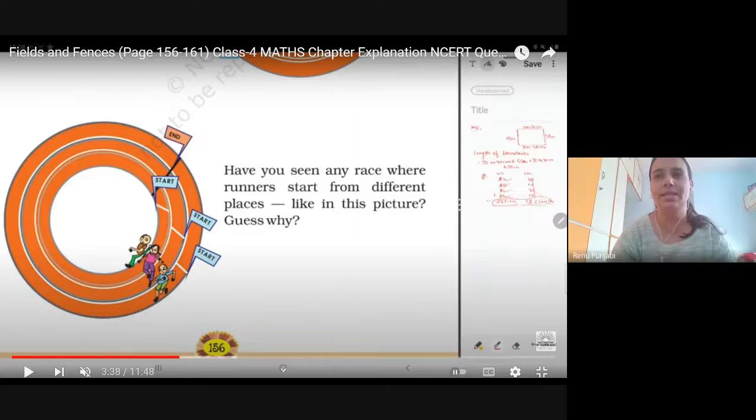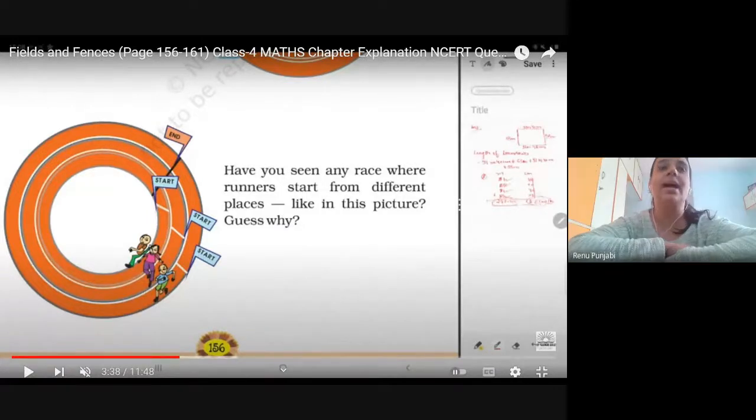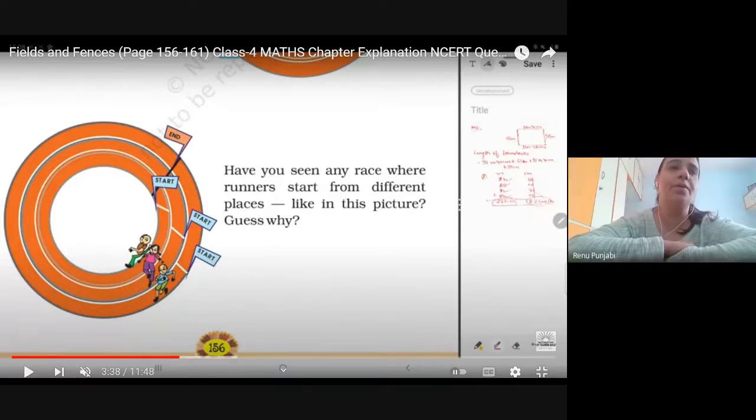Ma'am, the endpoint will be different. If their starting point is different, their end point should also be different. The starting point is different because the perimeter of the circles will be different. Yeah, no problem if the starting point is different. But it will not be fair if they keep the starting point different and the ending point the same.